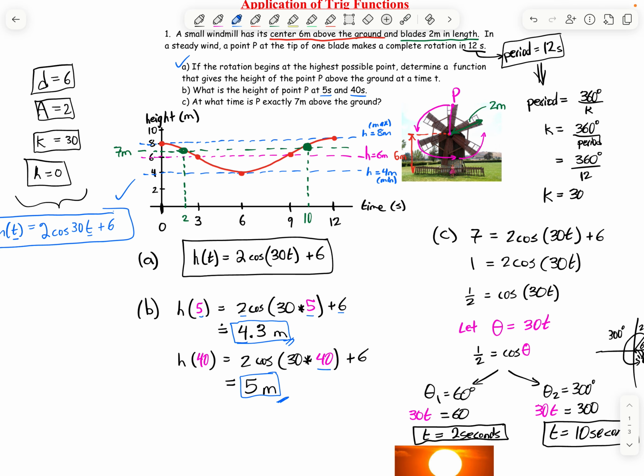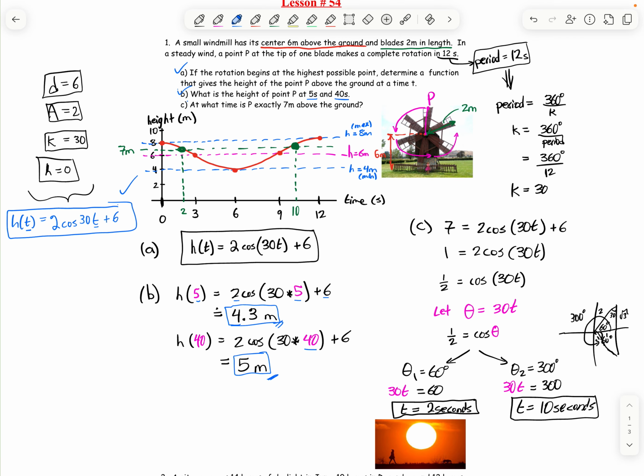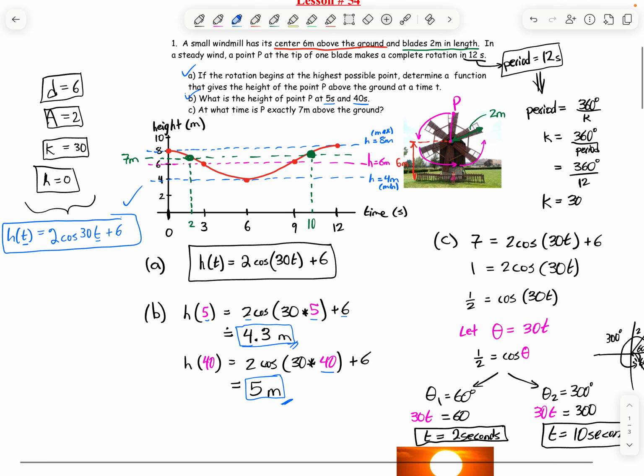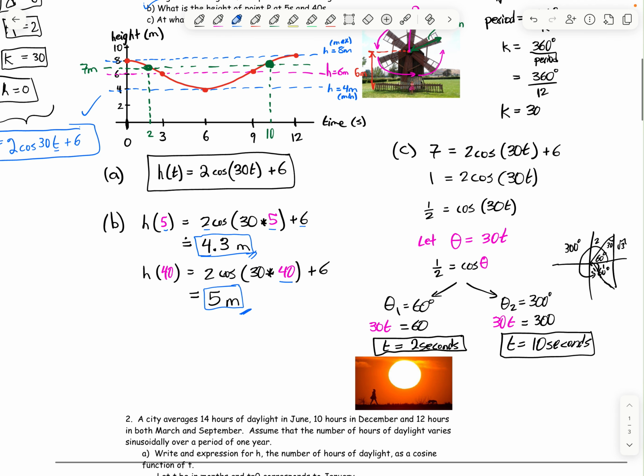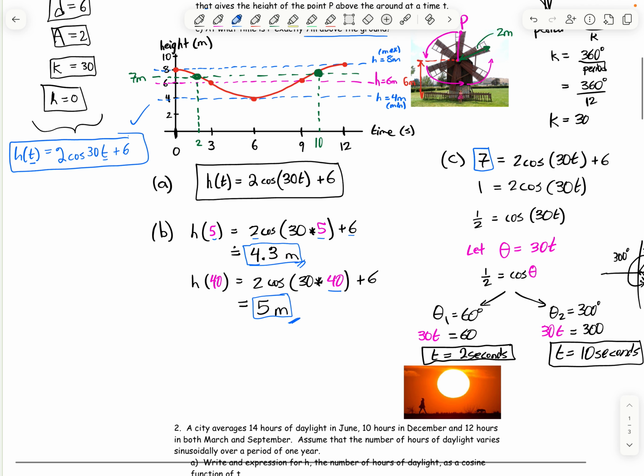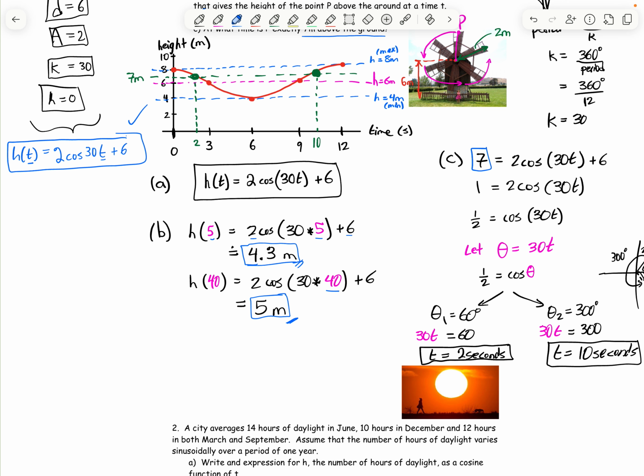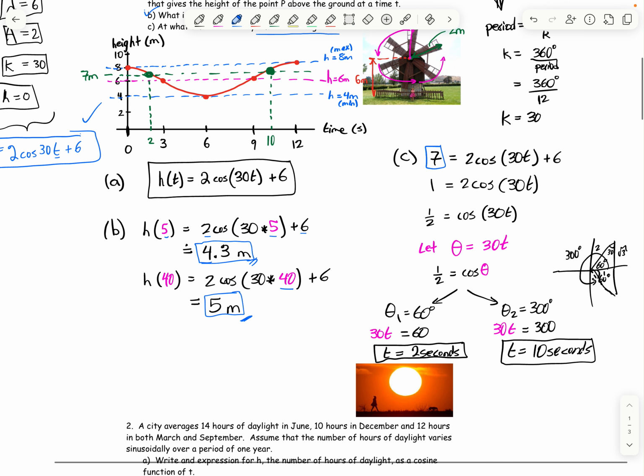Okay, so now for part C, it's asking us, when is point P exactly 7 meters above the ground? Right? So we set the function equal to 7 this time. So h of t is equal to 7, and we are solving for t. So what we want to do is subtract 6 first, minus 6 here, both sides. And then we want to divide by 2. So divide by 2 both sides to get to this right here.